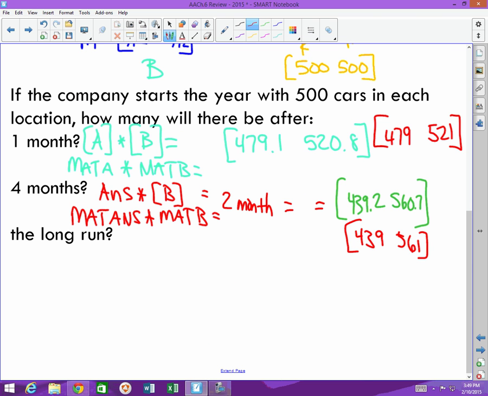If the question were to ask what happens in the long run, well, now you just keep hitting your equal sign until you get to where it doesn't really change ever again, and that you are going to get 400 and 600. And that is how you do that.